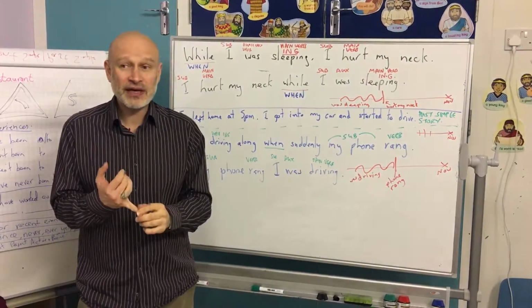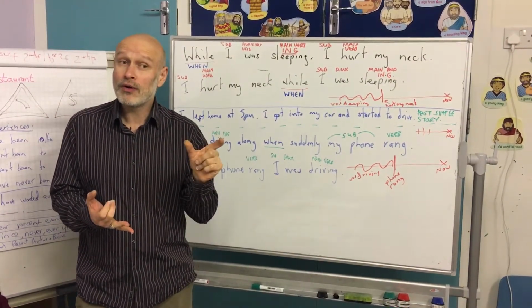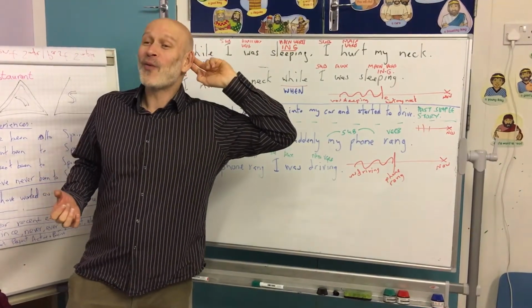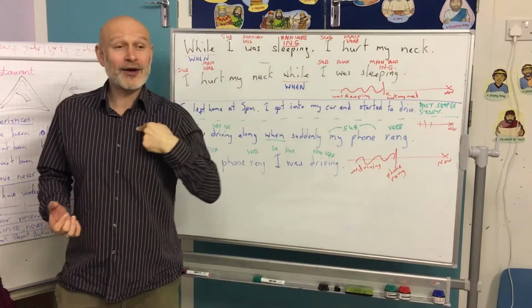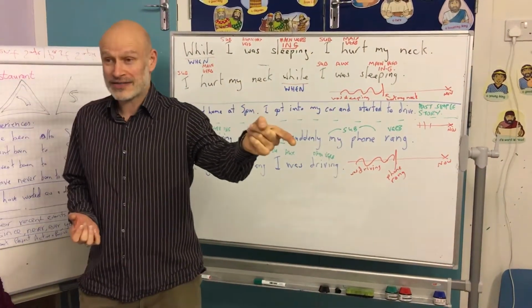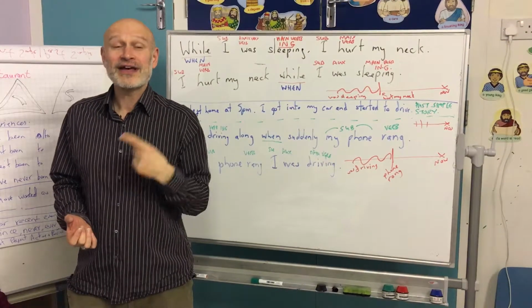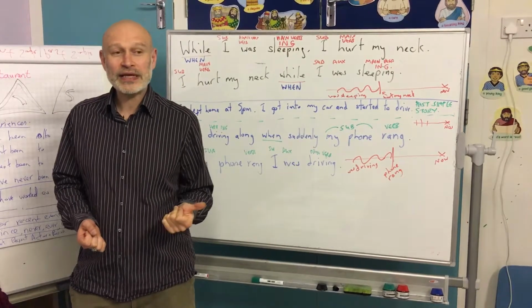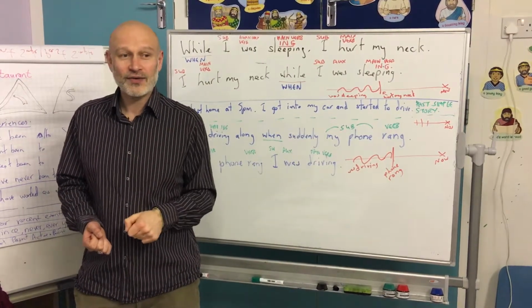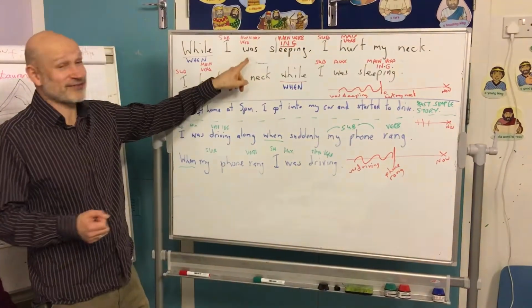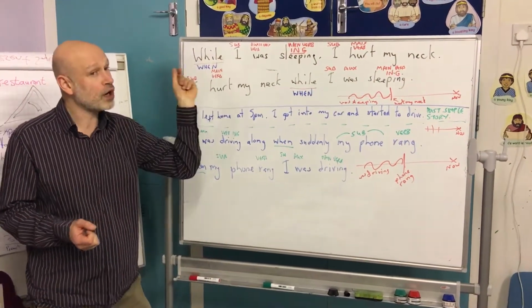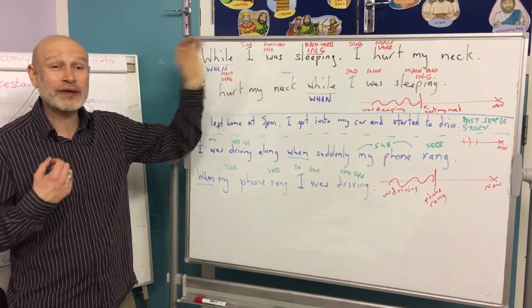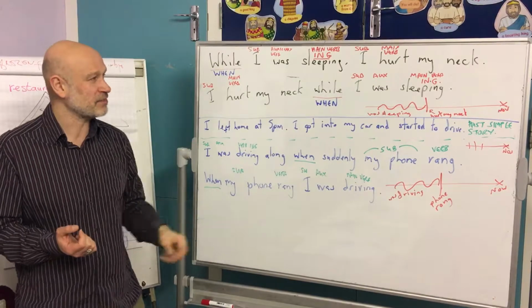I was sleeping, you were sleeping. He was sleeping, she was, it was, we were, they were. So we just need to remember this auxiliary verb. I was sleeping, you were sleeping, he was sleeping, she was sleeping, it was sleeping, we were sleeping, they were sleeping.